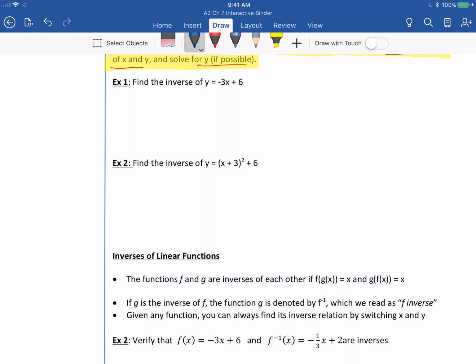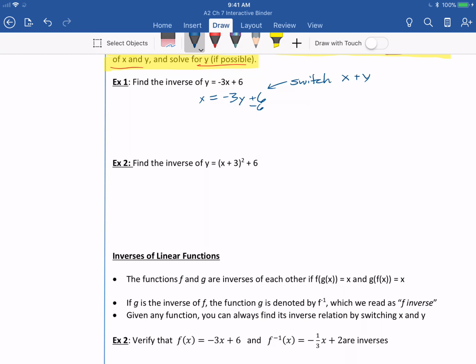So to find an inverse of y equals negative 3x plus 6, I need to switch the values of x and y, and then solve for y. So instead of writing y, I'm going to write x equals negative 3y plus 6. So switch x and y. Now I can go through and solve for my y.